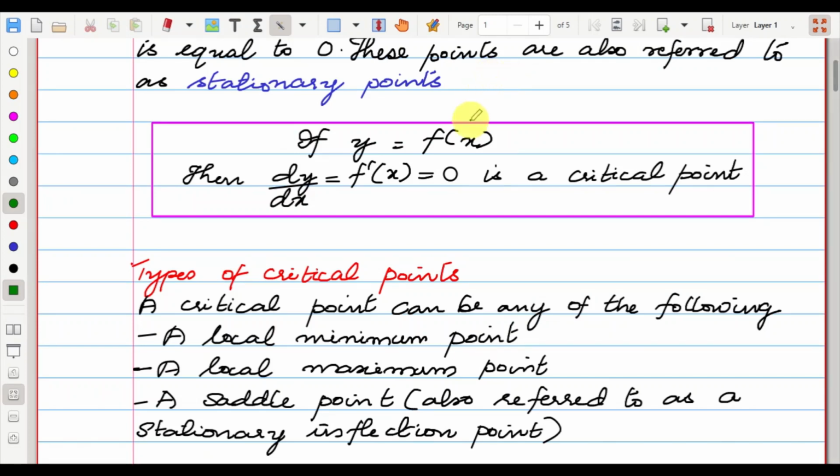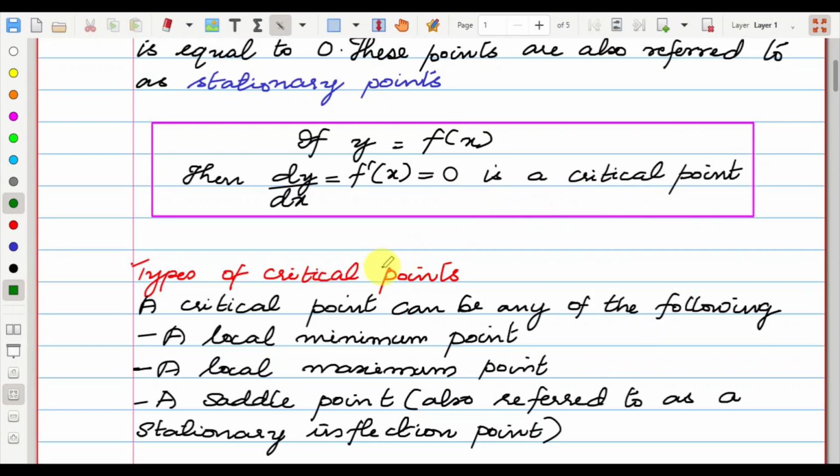If y equals f of x, then dy by dx equals f dash of x, and when that is equal to 0, it is a critical point. So if we have a function, we need to differentiate it and equate it to 0. This is the critical point.